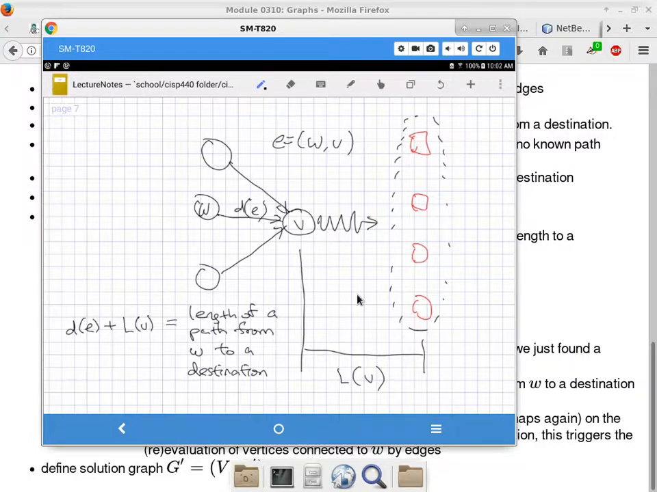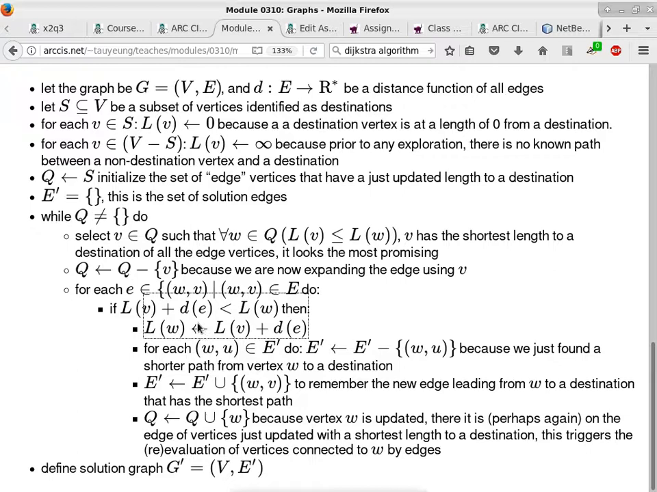Okay, so I'm switching back to the notes here. The next thing we do is we check first: is it less than L of W? Well, L of W is the length of the actual known shortest path up to this point between W and the closest destination. So what we are really trying to say is, did we find a shorter path? Because if this condition is true, that means, yeah, we knew a path, but that is no longer the shortest because we just found a shorter path.